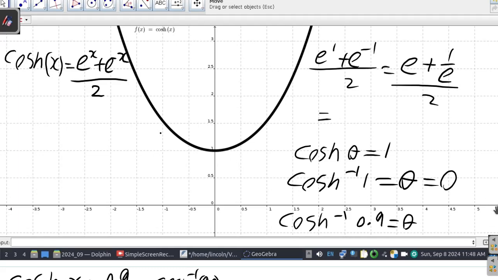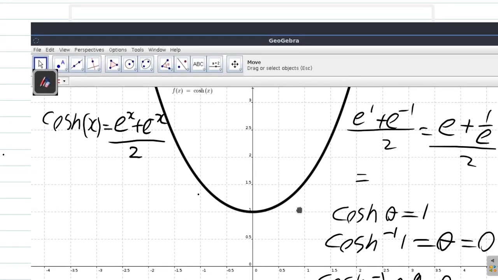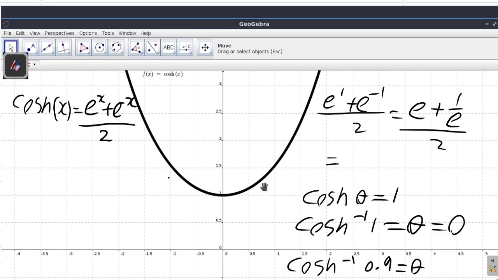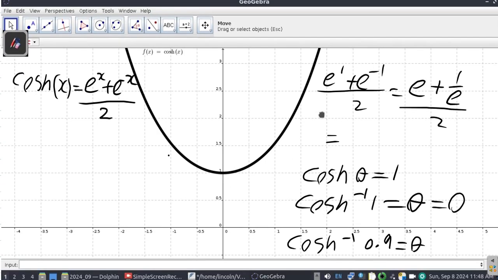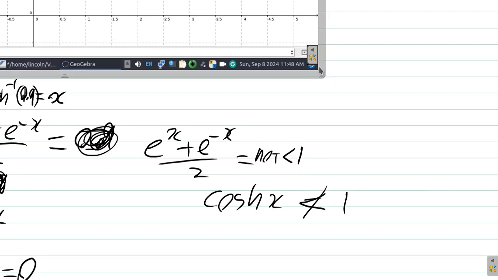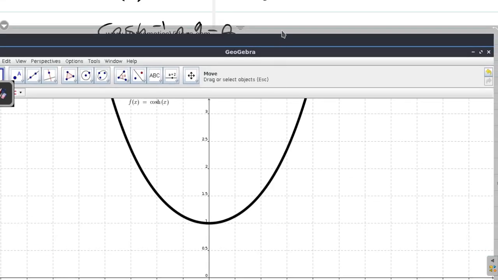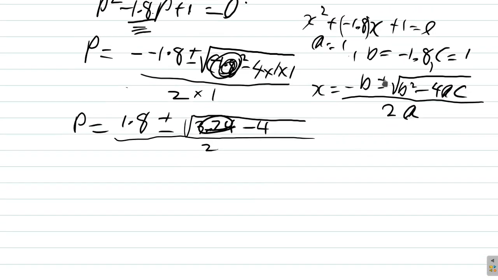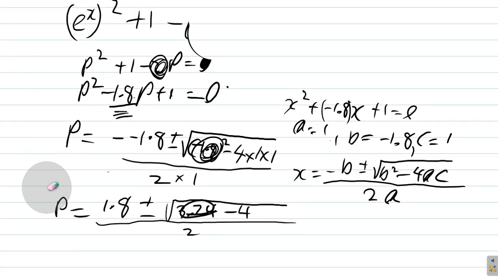This is where we left off last time. We looked at the graph of the hyperbolic cosine of x, and this is the shape of it, and it doesn't fall below 1. We also looked at the hyperbolic sine of x before. So the next thing we're going to look at is the hyperbolic tangent of x.